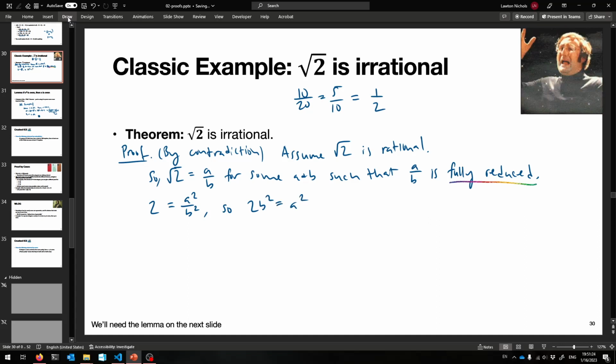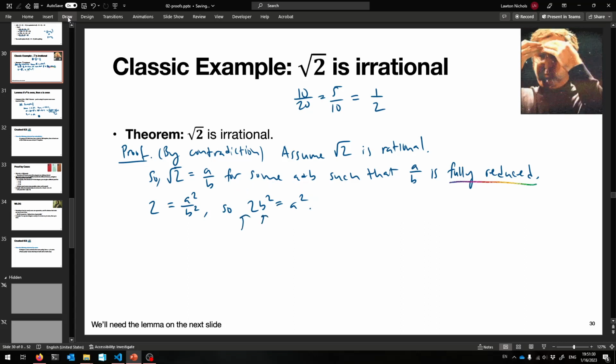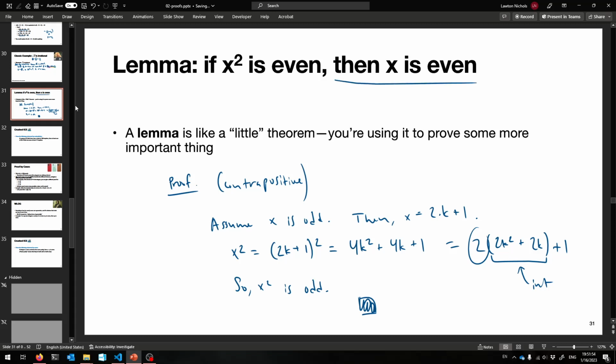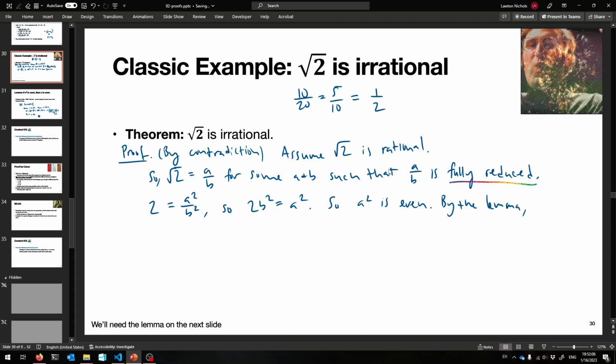That's kind of cool. Okay. What does this mean about a squared? It's 2 times some other number. You remember that definition? That means that a squared must be even. So a squared is even. Let's see here. What do we know from this? It's just all going to fall through. It's going to be so beautiful. So a squared is even. If I know that a squared is even, I know a itself is even by my lemma. Ooh. All right. By the lemma, that means a is even.